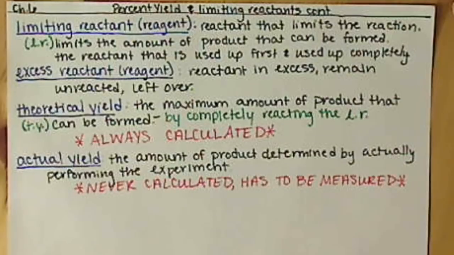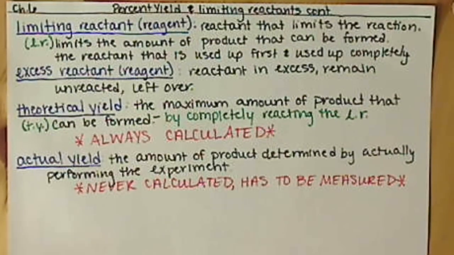Now, because when you perform experiments at home, you don't have balances at your disposal, you're not going to be able to really quantify any actual yields. So your actual yields are going to be given to you in a problem. They might say something like, you could be lucky enough for the question to say it yielded this amount of product. But probably not. It's more likely going to say, 10 grams of ammonia was obtained after performing the experiment or something like that. So for practice problems and whatnot, your actual yield is something that's going to be given to you.